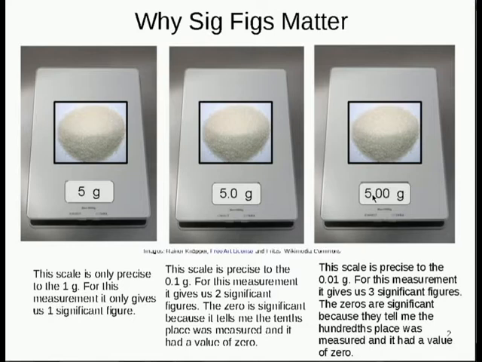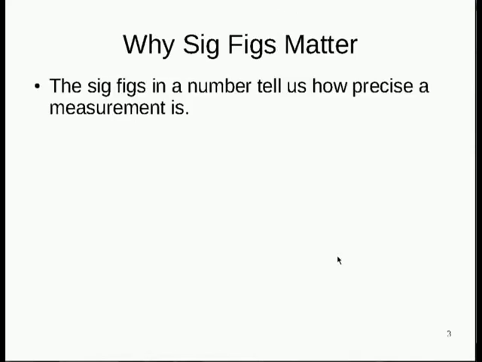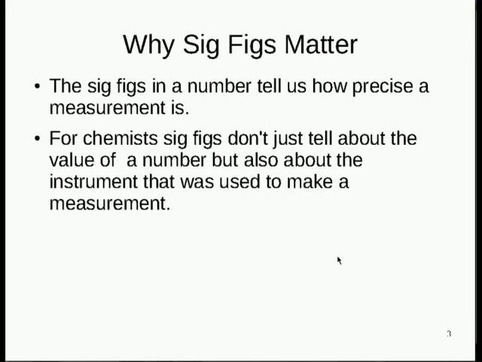Now, again, you may look at these and think these are exactly the same number, but I think you can see that they are not, because 5 grams tells me I used a scale that's only precise to the 1 gram. 5.0 grams tells me that I used a scale that was precise to the 10th of a gram, and 5.00 tells me that I used a scale that was precise to the 100th of a gram. So the sig figs in a number really tell us how precise our measurements are. And for chemists, sig figs don't just tell us about the value of a number, but also about the instrument that was used to make that measurement.